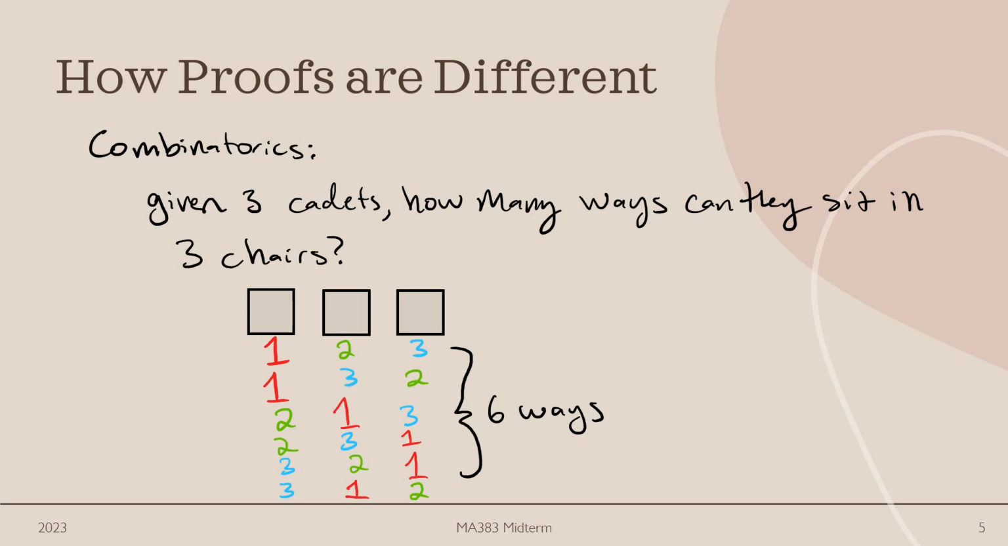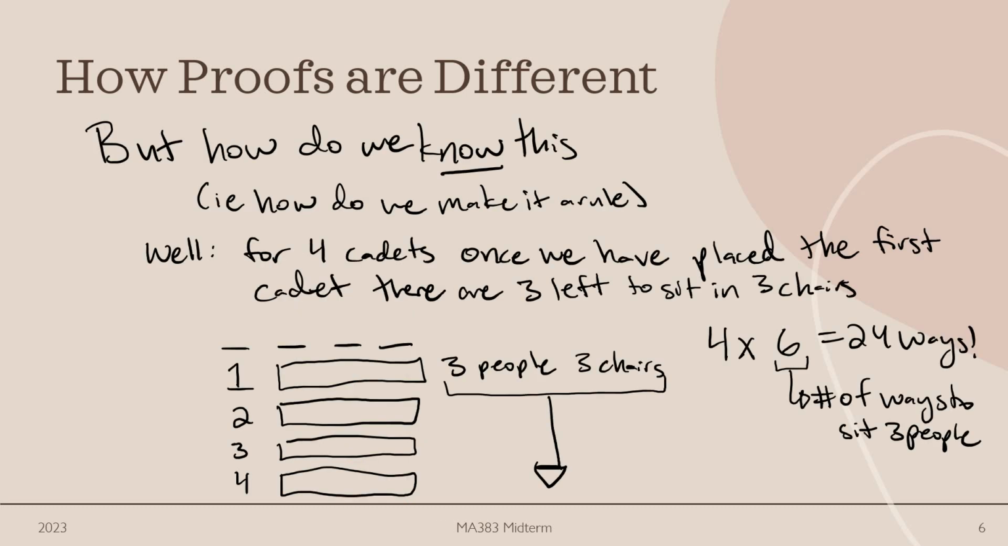So combinatorics, for example, we're given 3 cadets, right? So how many ways can these 3 cadets sit in 3 different chairs? So here I have listed for you 6 different ways that these cadets can sit in these chairs. And we know that there are no other ways because other than that, it would be repeating one that's already listed there.